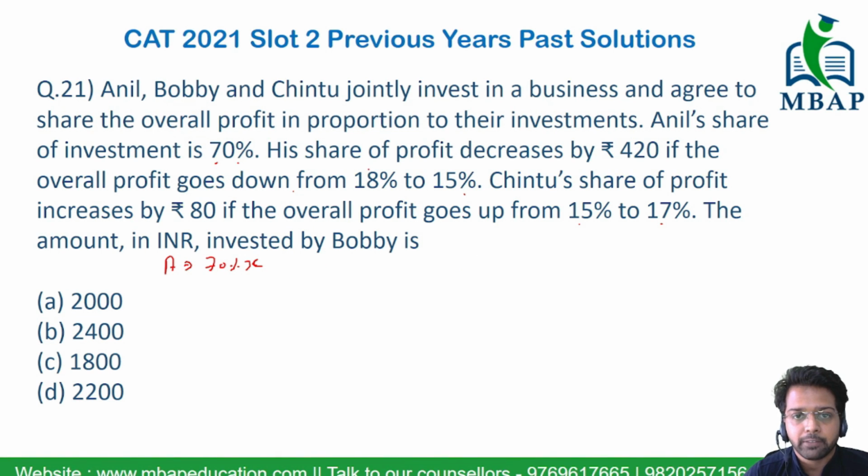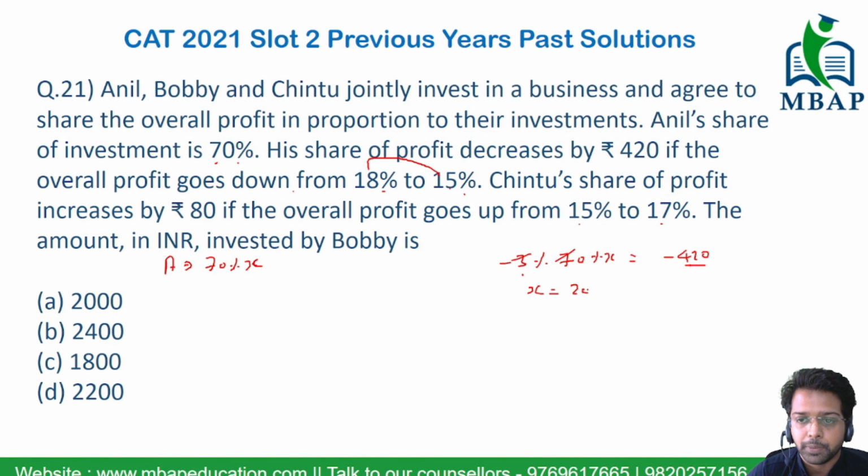Now it says, if the profit goes down from 18 to 15%, that is, if the profit goes down by 3%, the amount which A will receive will be 420 less. The amount A will receive is equivalent to the decrease, or let's say the total profit times the contribution by A, which is basically 70% of X. So 3% times 70% of X will be nothing but 420. So the value of X is basically 20,000. What is this X? This X is the overall amount of investment.